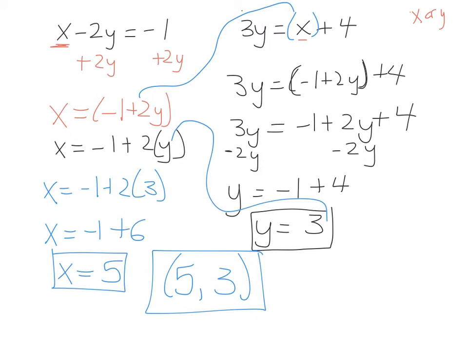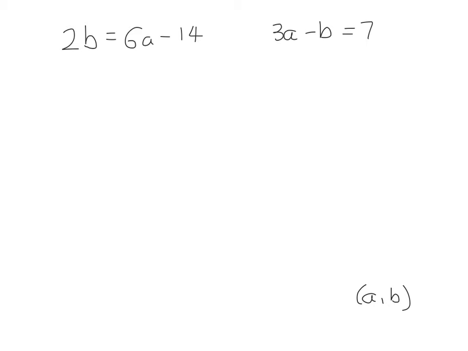Okay, let's try another. In this next problem, the first one is 2b equals 6a minus 14. The other equation, 3a minus b equals 7. Once again, I'm dealing with a's and b's. The only difference is in the end, I'm going to have my a and then my b in the ordered pair. So once again, I've got to get an a or a b alone in either equation.